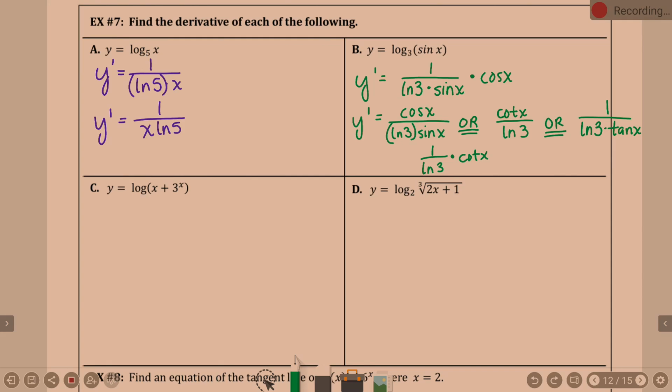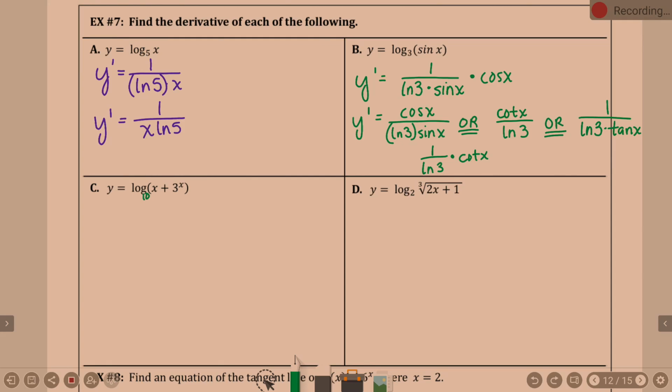Okay. C. What base is C? It's log base 10. Yeah. 10 is your default if it's not there. Okay.